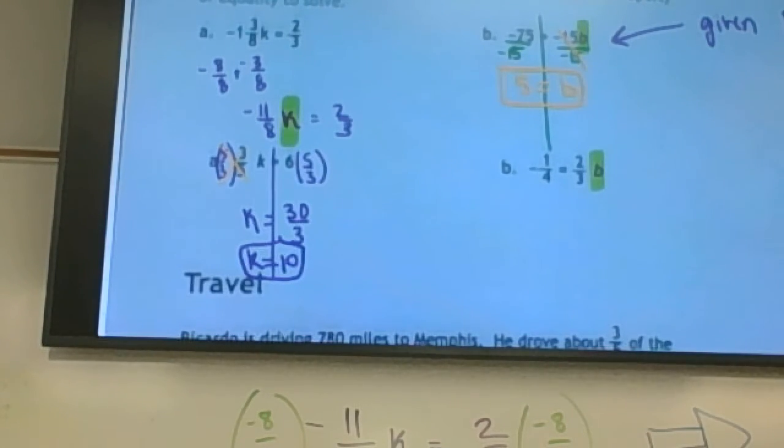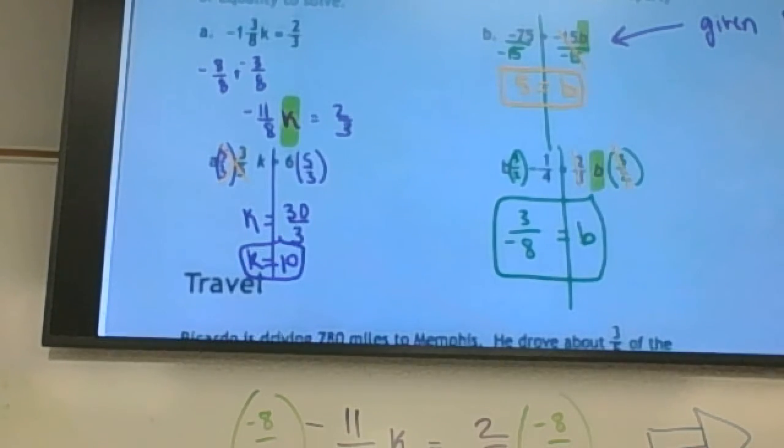All right, how do we get b alone in this next one? And so those fractions are gone. Over here, 3 times 1 is 3. 2 times 4 is 8. Negative 3 equals 3.